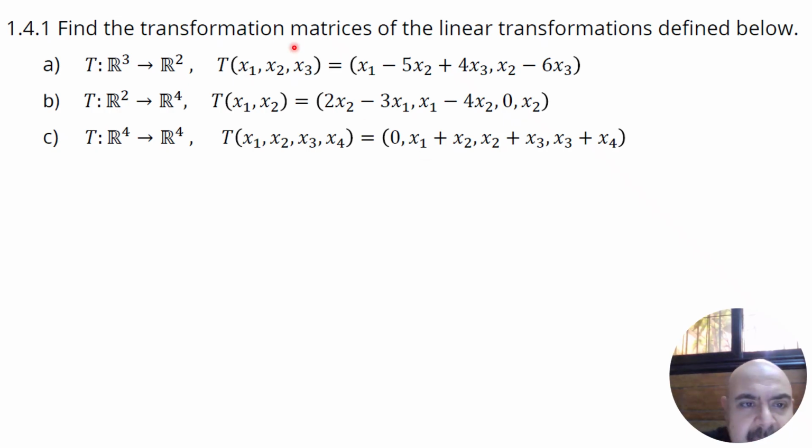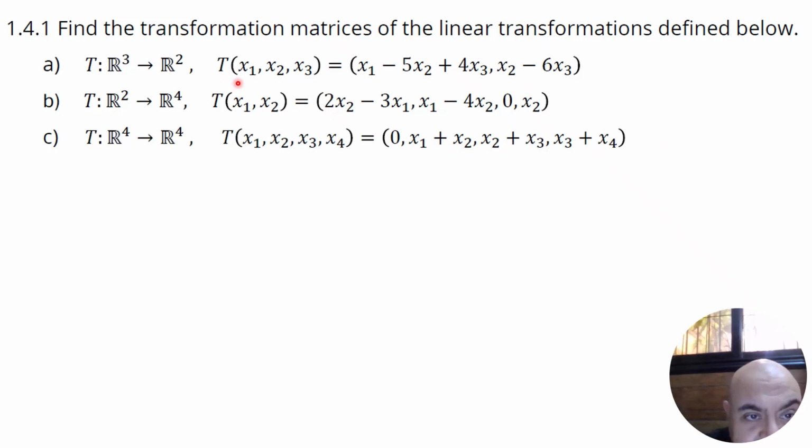The first problem in the exercises is really very good. It's asking you to find the transformation matrix of the linear transforms defined by this A, B, and C. And those are moving R3 into R2, R2 into R4, R4 into R4. All I have to do, once more, for example, if I want to get the linear transformation matrix for this transform, it's really very simple.